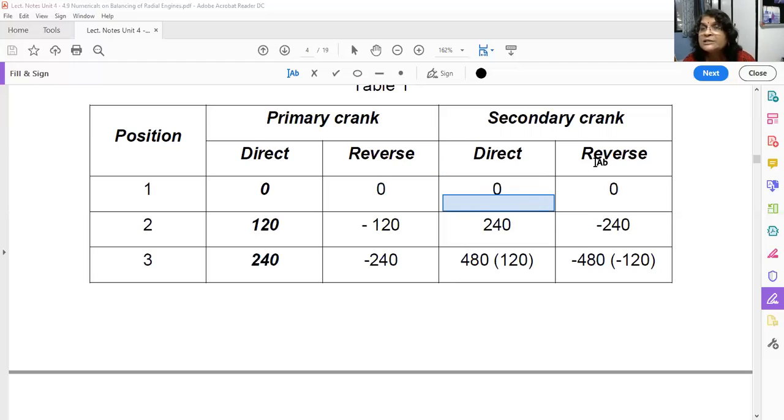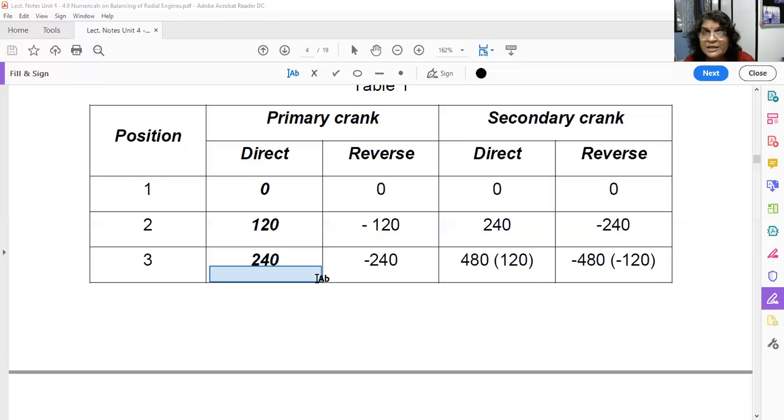Okay. Now this is reverse secondary crank. And you know, again the same concept. Whatever the direct crank rotation angle is, you have to just rotate the reverse crank in the opposite direction. Okay. So 0, it is minus 0, means 0. 240, it is minus 240. 480, it is minus 480. That means minus 120.